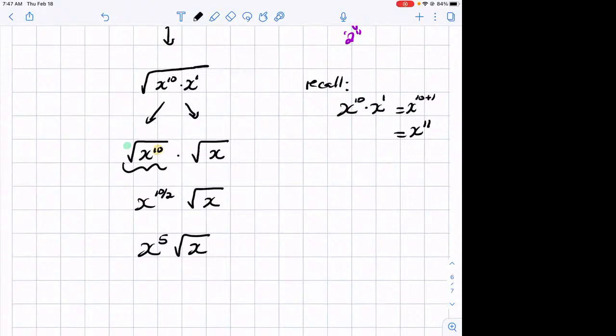Now, this is a step that usually most people skip. So you can skip that step if you choose to. But as always, I suggest that you don't skip steps. Okay? Don't skip steps until you become really good at this.